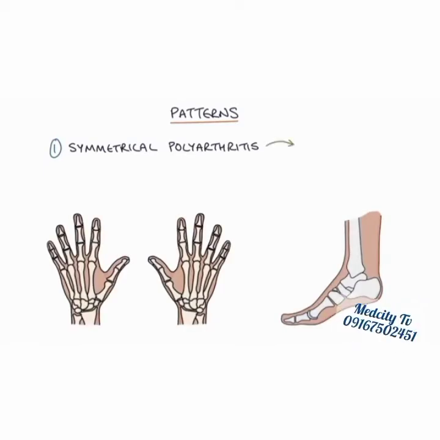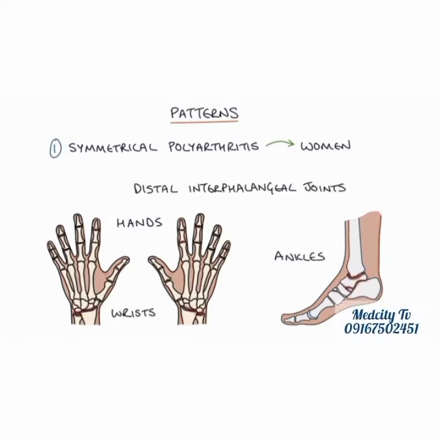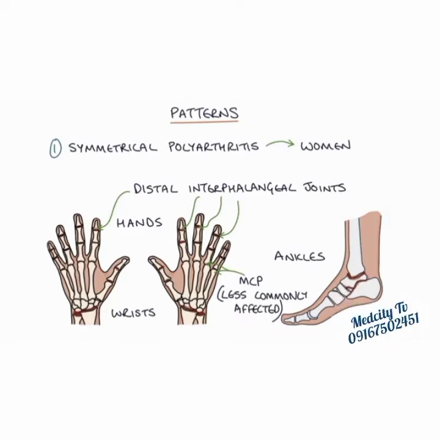There's a few patterns of the condition, and it doesn't really affect a single pattern of joints in the same way that you find osteoarthritis or rheumatoid arthritis affect specific joints. There's several recognized patterns of psoriatic arthritis. One of those patterns is a symmetrical polyarthritis that presents similarly to rheumatoid and is more common in women. And this affects the hands, the wrists, the ankles, and the distal interphalangeal joints of the fingers. The MCP joints, or the knuckles, are less commonly affected, unlike in rheumatoid arthritis.